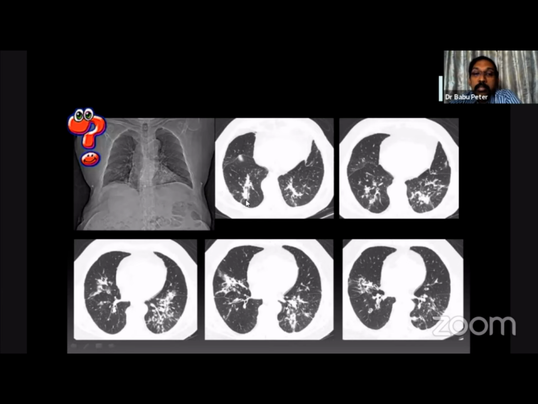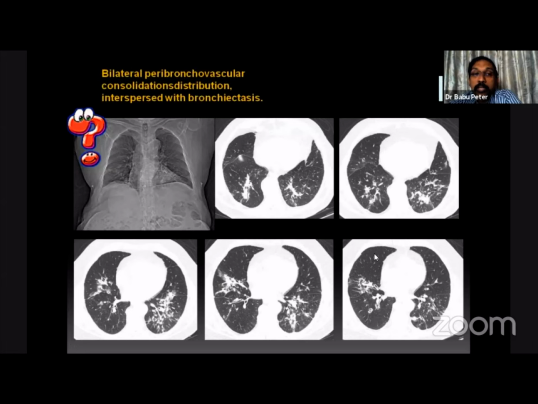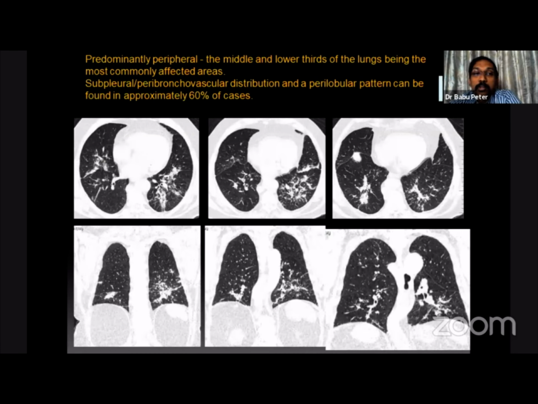There is peribronchovascular interstitial thickening and some peribronchovascular nodules. There is peribronchovascular consolidation. So this is a type of organizing pneumonia pattern. And the cause for the organizing pneumonia pattern in this patient was found to be Pseudomonas, where there is an interspersion with bronchiectasis as well. So predominantly subpleural. Usually the organizing pneumonia pattern may be subpleural or peribronchovascular in distribution. In Pseudomonas, they usually have a perilobular pattern, which can be seen in about 60% of these cases.